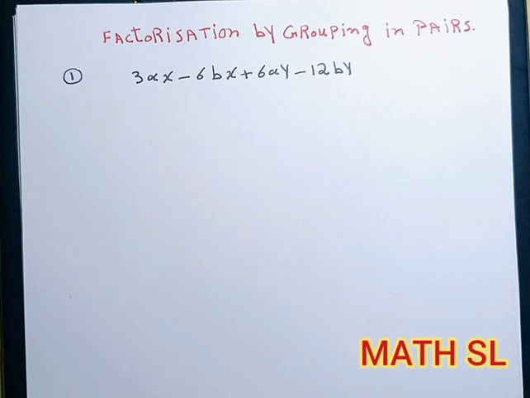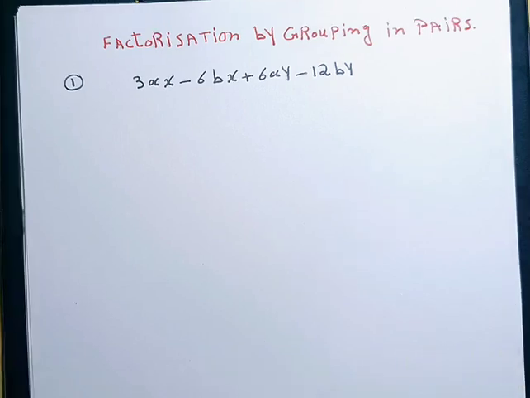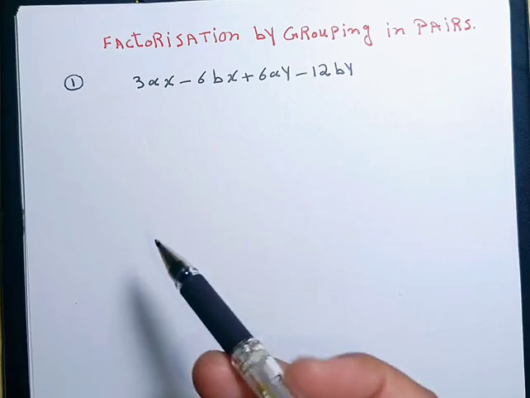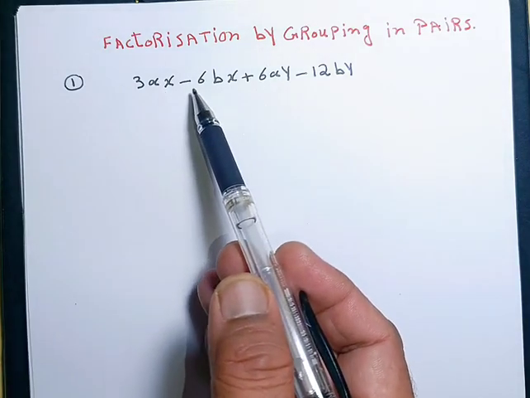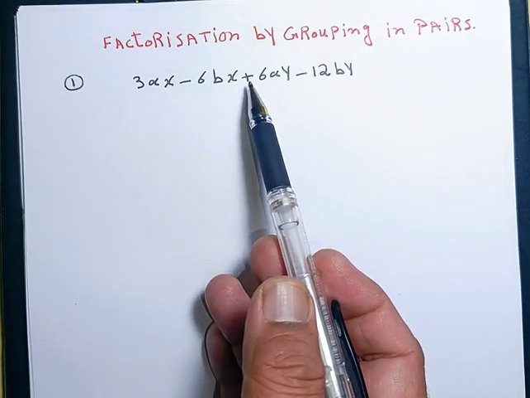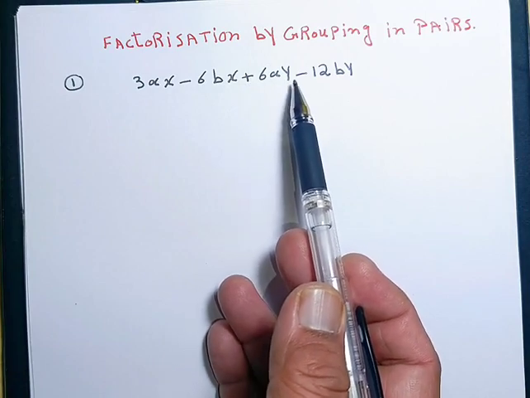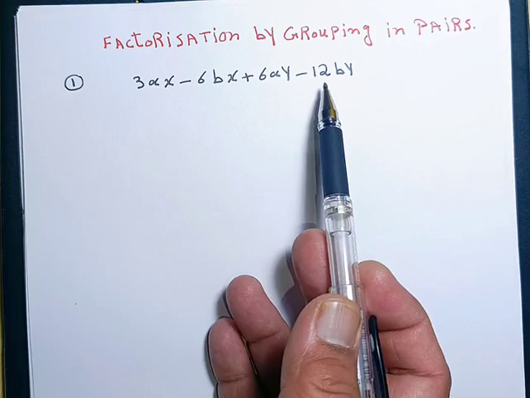I'm Thaqib Latif. Today I'm going to show you how to factorize by grouping in pairs. Factorization by grouping in pairs. So I have a question here: 3ax minus 6bx plus 6ay minus 12by.